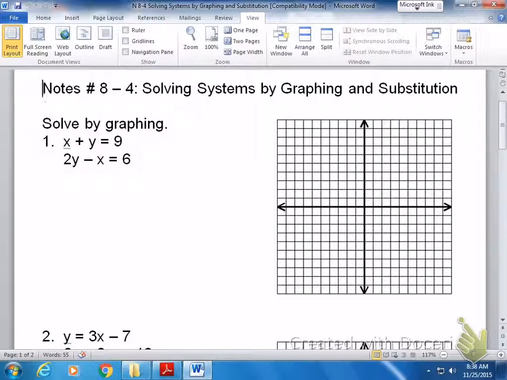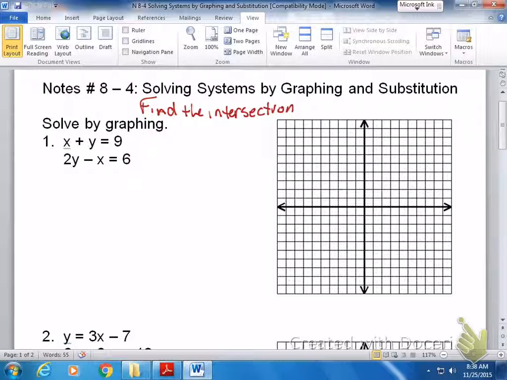All right, guys. So we're doing notes 8-4 today. It's basically a review of everything we did before Thanksgiving break. We're going to solve systems first by graphing and then by substitution. So remember, if we're solving by graphing, we have to graph them, and the thing that we're looking for is the intersection.